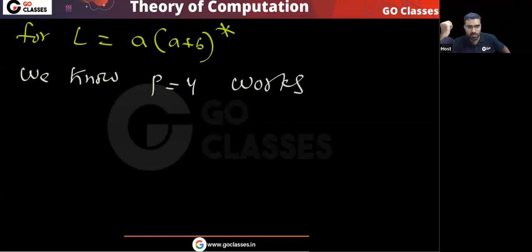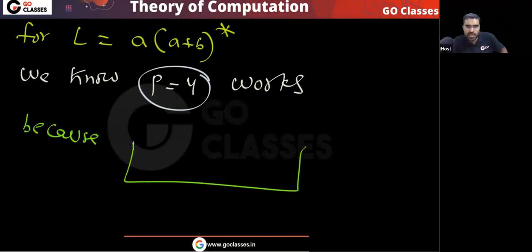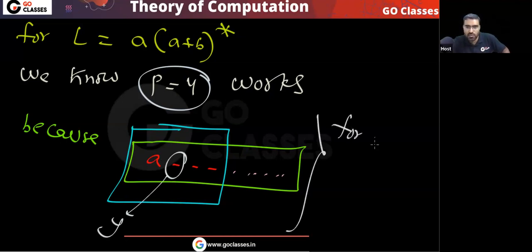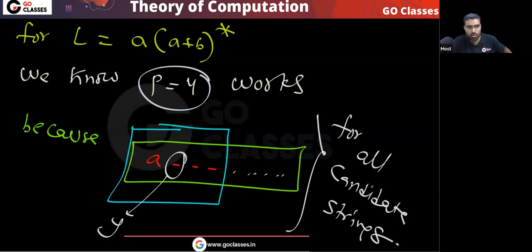How do you know this? Because the second symbol you can take as y. Agree? So you can see this p equal to 4 works because this second symbol can be taken as y, for all candidate strings. Okay, so very simple. Now this we have already seen that p equal to 4 will work.